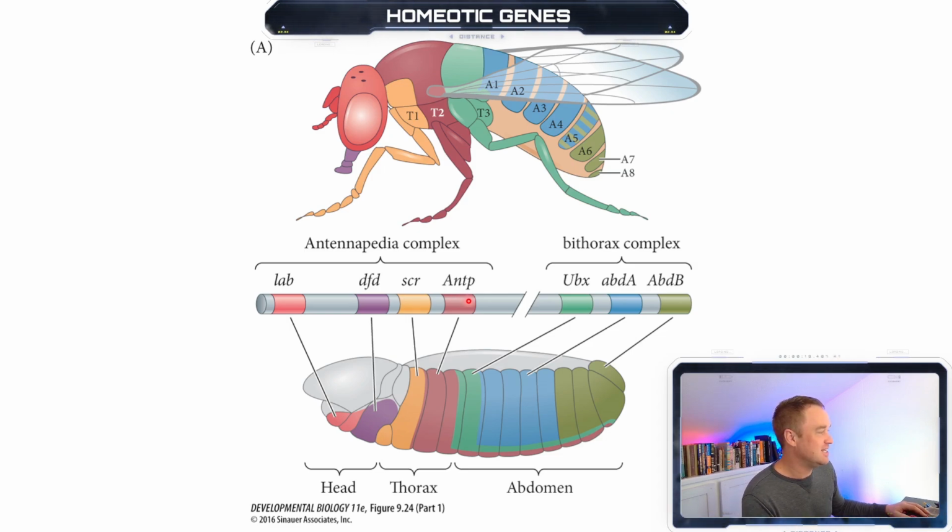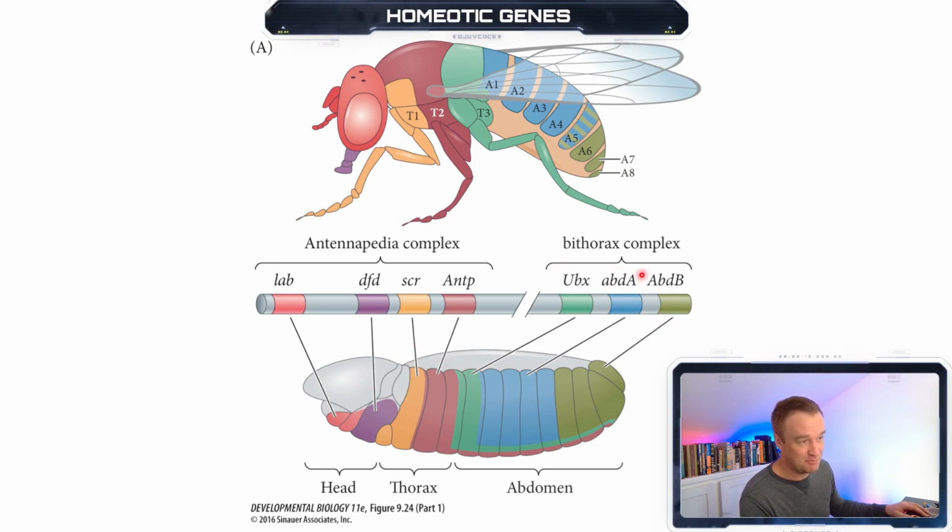ANTP is antennapedia, sex combs reduced is SCR. It's not scarecrow. There is a gene called scarecrow too. DFD is deformed. Like I said, they just describe the phenotypes of what happens when you knock them out. And labial is lab. Anyways, as you can see, their order on the chromosome is conserved to where they're expressed. And then we have this bithorax complex down here where we have UBX, which is ultrabithorax. ABDB is abdominal B, and ABDA is abdominal A.